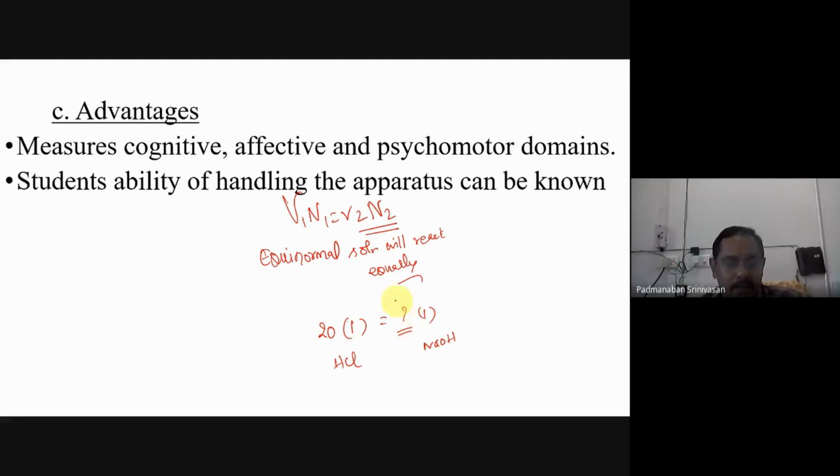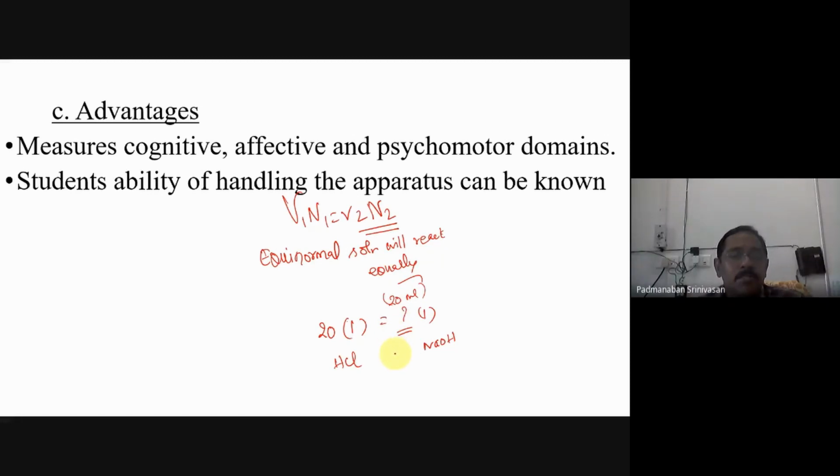20 ml, sir. 20 ml. So 20 ml is the right answer. Is there any other answer apart from this? Is there any other answer apart from 20 ml? So it is 20 ml.